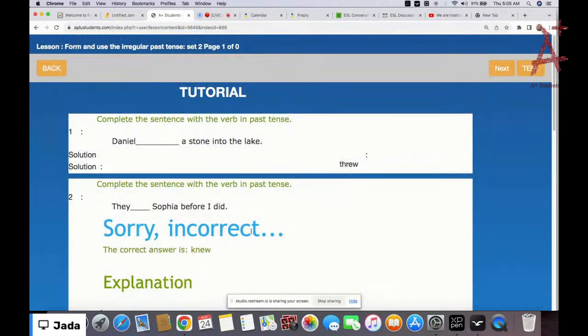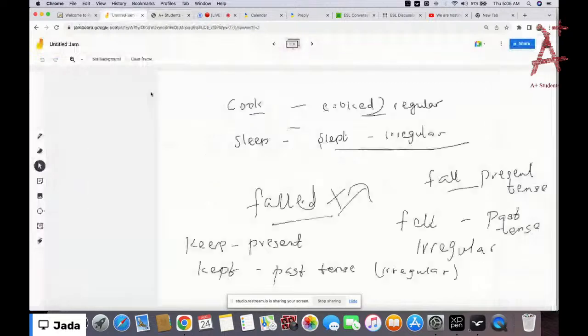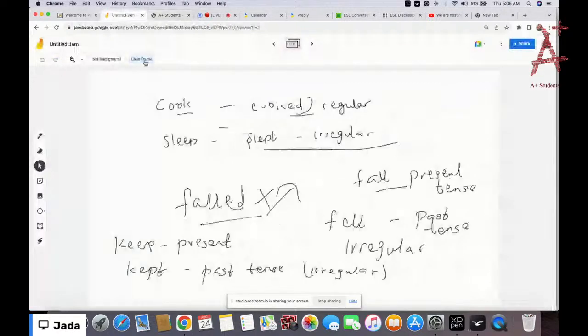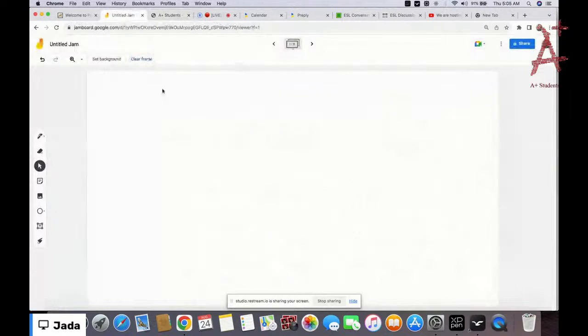Okay. So we have this example here. It says Daniel threw a stone into the lake. So now threw is what? Threw is the irregular past tense. So threw is the irregular past tense.